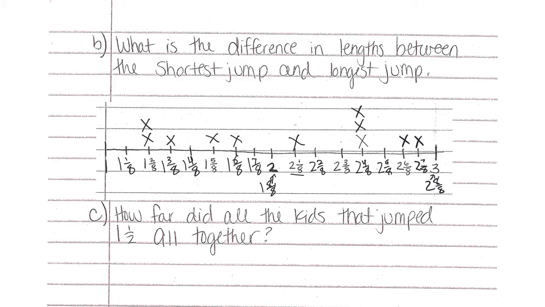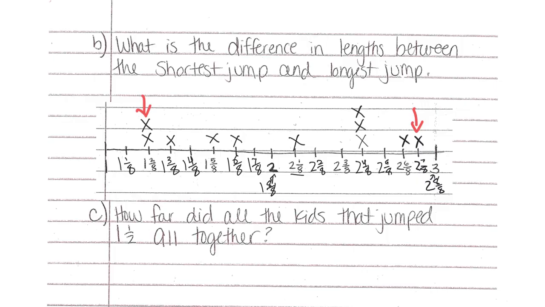Alrighty, last page, and I bet you're ready for it, but I think this is going to go well. It says, what is the difference in lengths between the shortest jump and the longest jump? Well, we know the longest data is on this side, and our smallest values are on this side. And I copied and pasted this from the previous page. So it looks to me like the longest jump is here, 2 7/8. And the shortest jump, a couple people jumped that far, is 1 2/8.